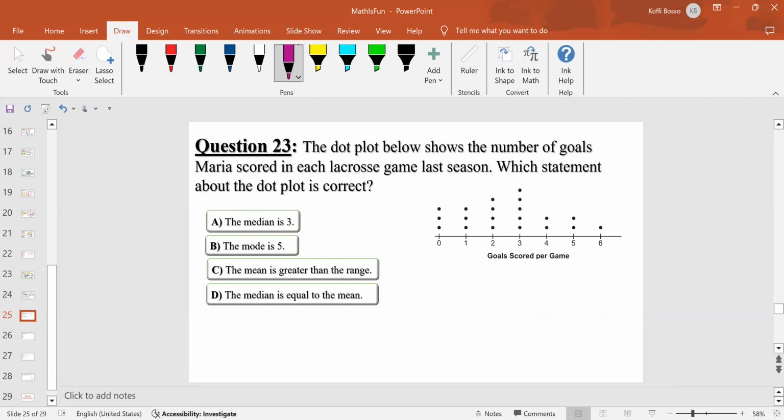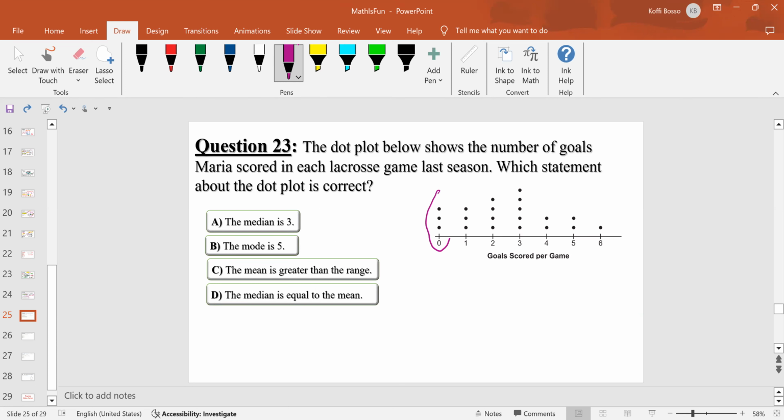The next question, question 23, another tricky question. The dot plot below shows the number of goals Maria scored in each lacrosse game last season. Which statement about the dot plot is correct? So this is the dot plot, and I want to know which statement is correct. First of all, let's understand this dot plot. So the dot plot means what?